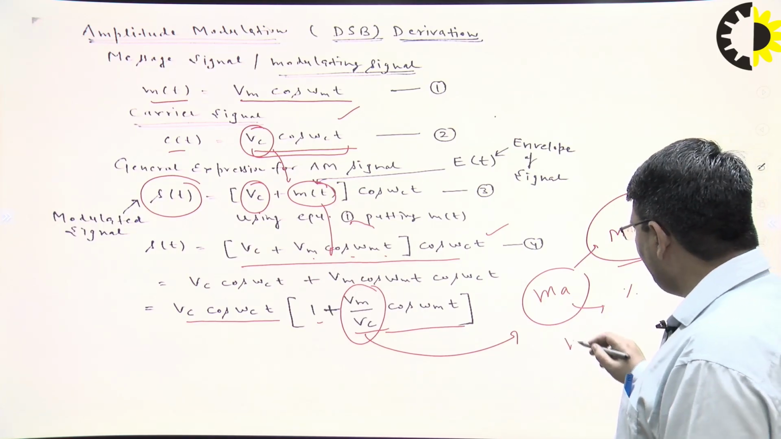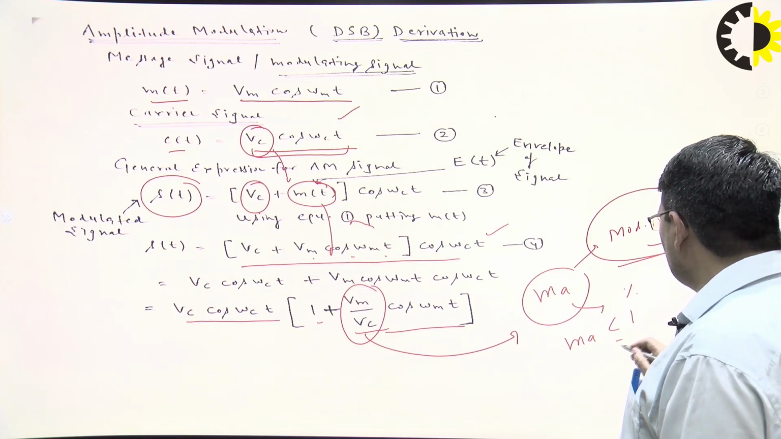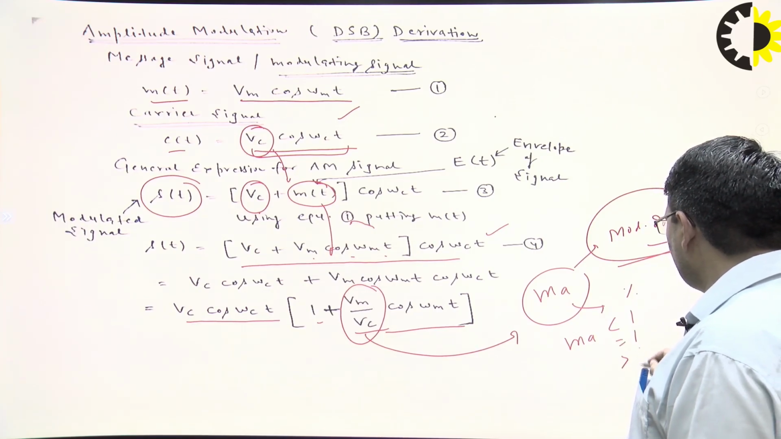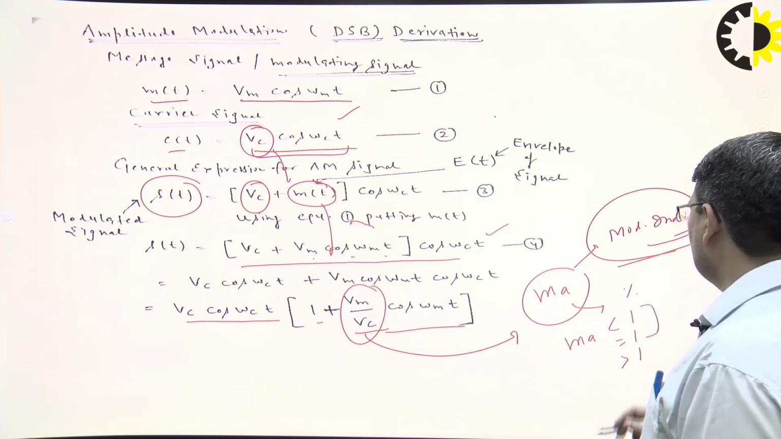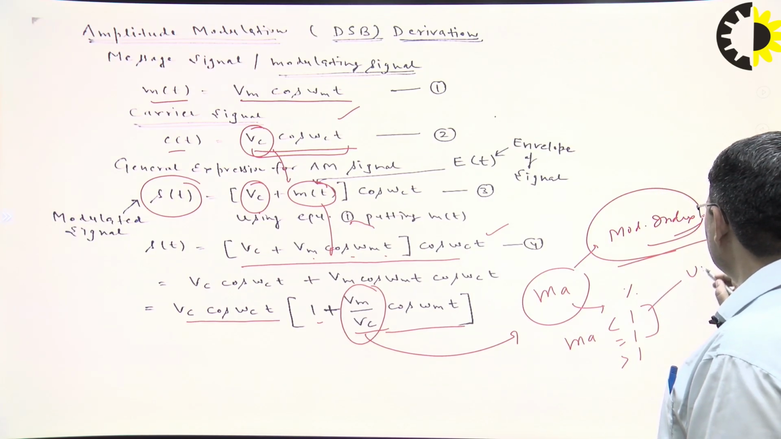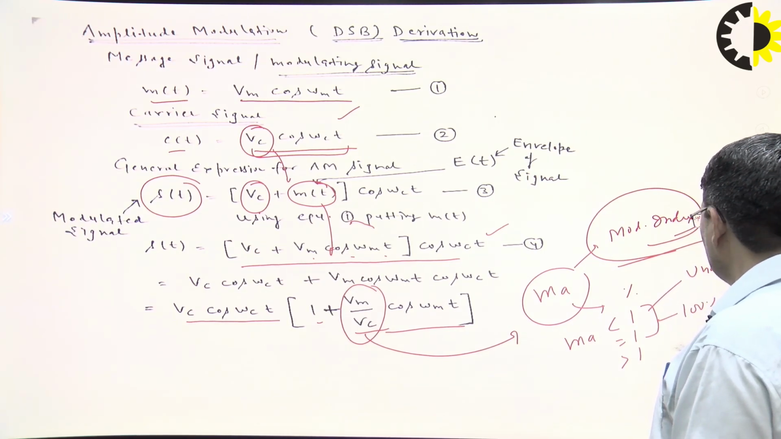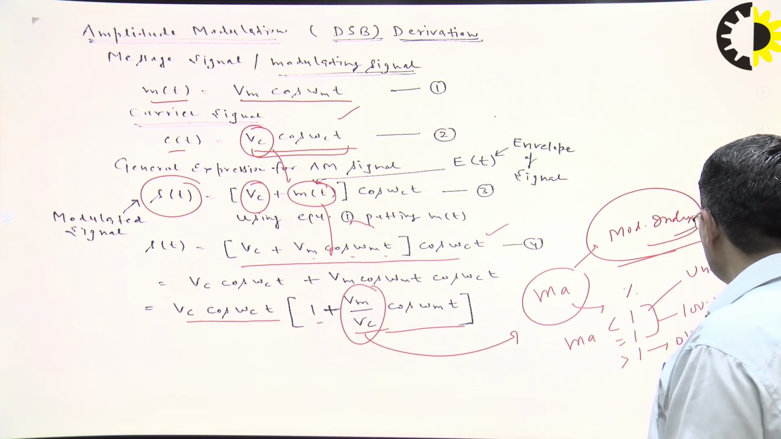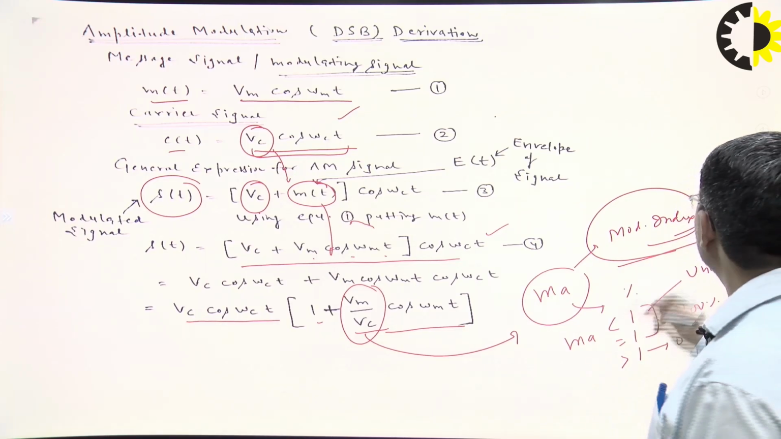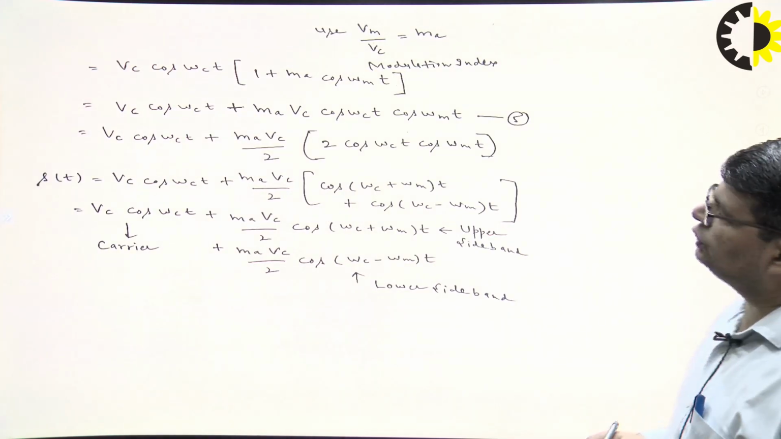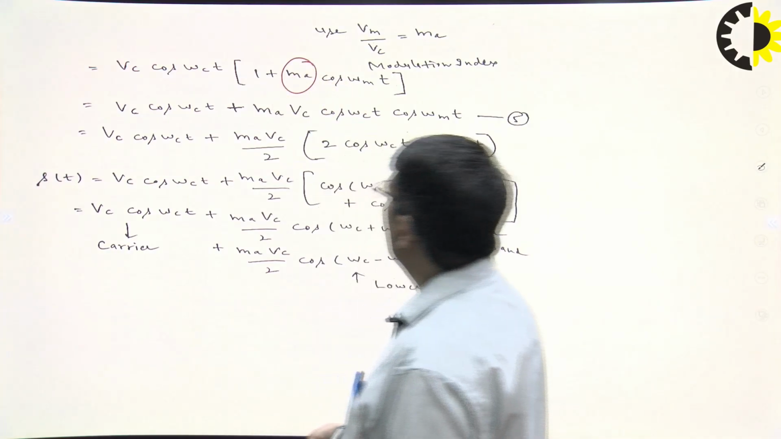This modulation index for the case of AM, for example, can be less than 1, equal to 1, or greater than 1. The first two are the case of linear modulation, where this is called under modulation, this is called 100% modulation, and this is called over modulation. So solving this equation, putting this value Vm by Vc as the modulation index.